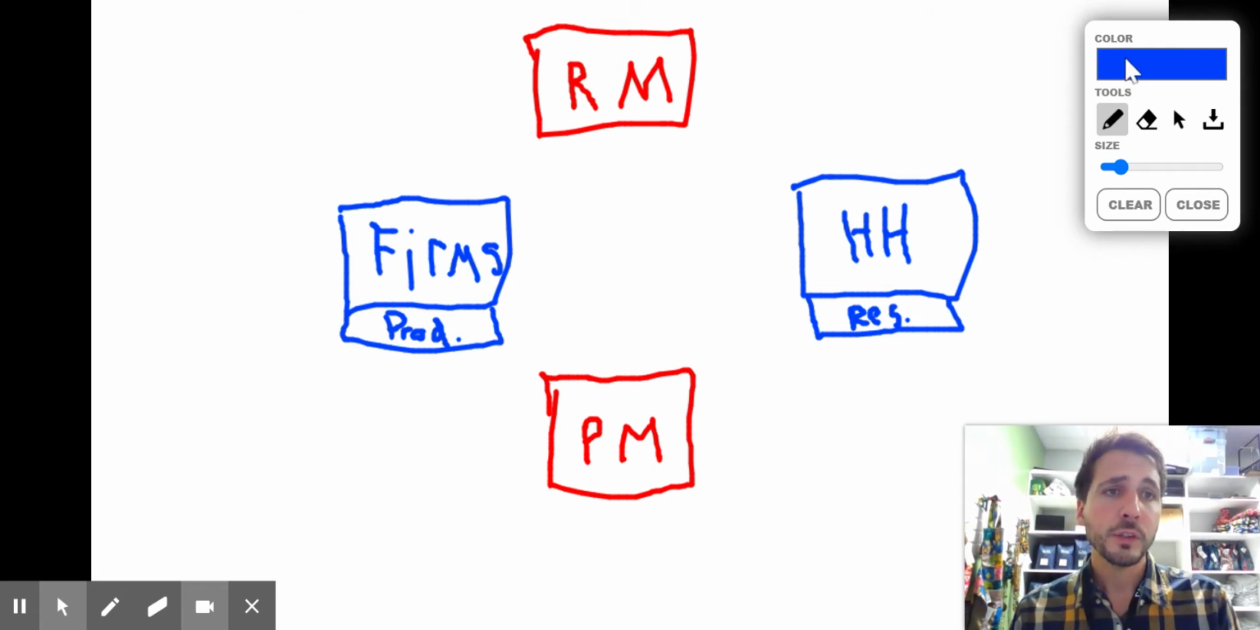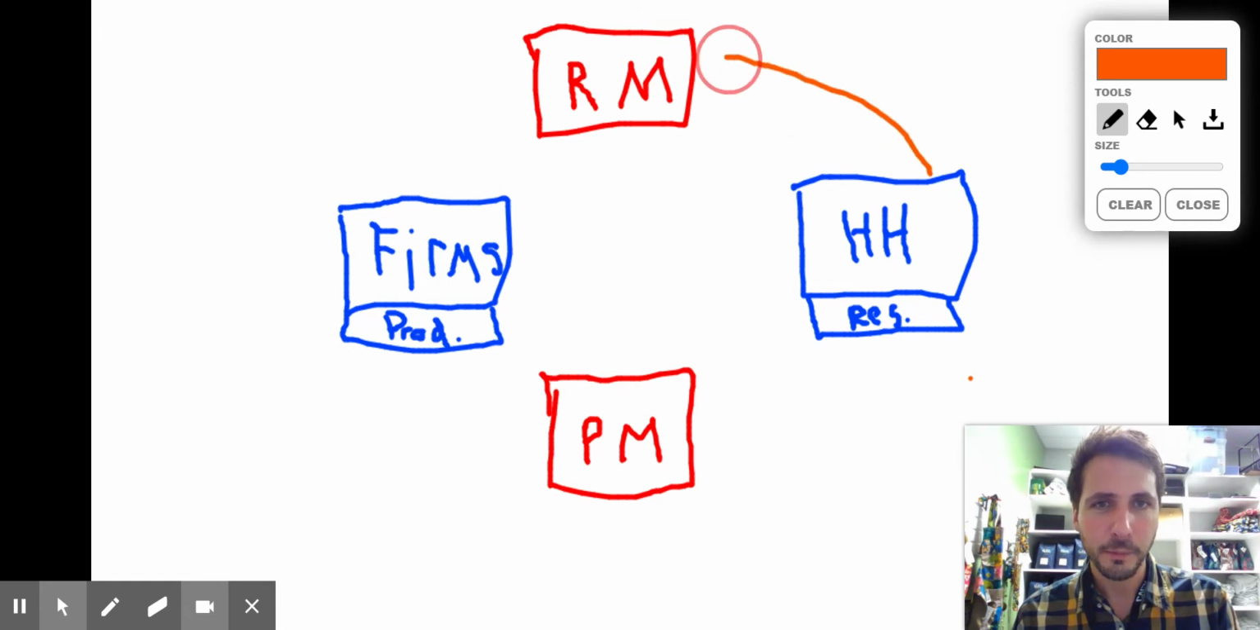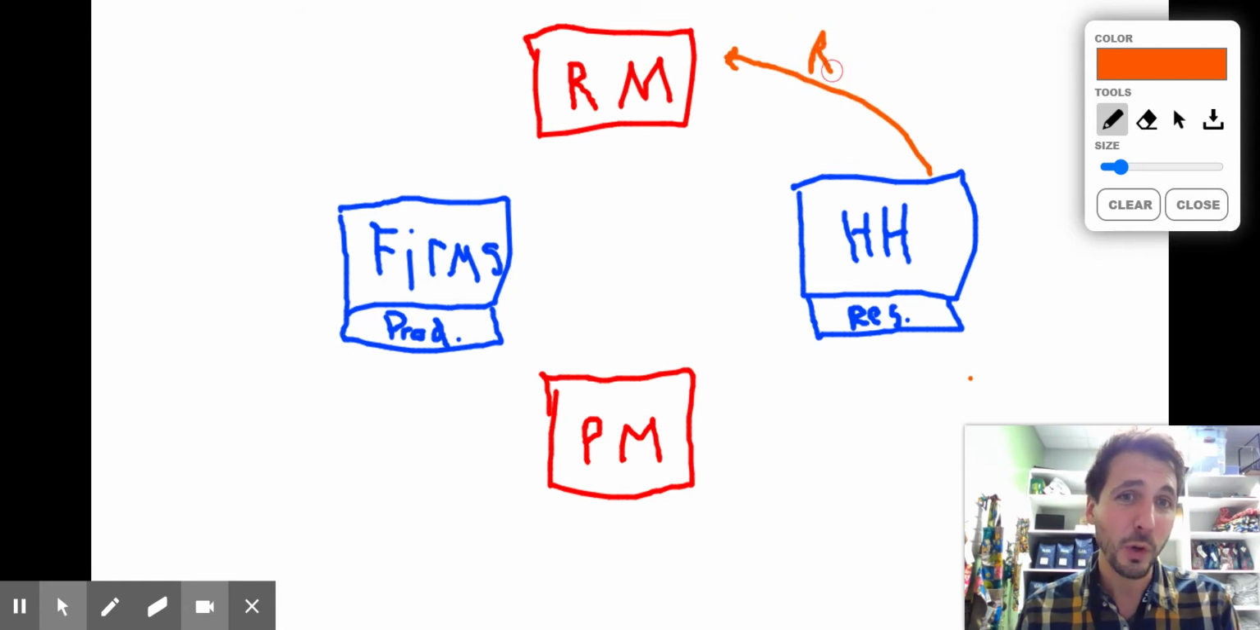Okay? So the first flow that we need to look at is the flow from the households to the resource market. What do households bring to the resource market? What are you selling at the resource market? Well, you're selling resources. Remember, households own all the resources. We own our own labor. So we bring resources to the resource market.